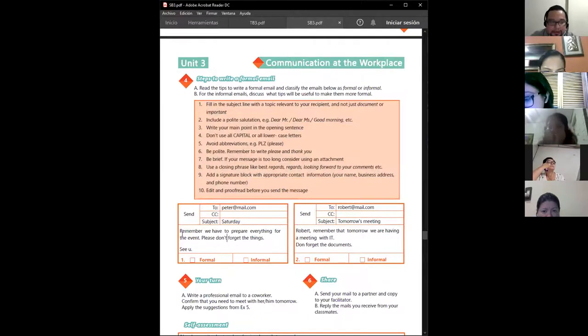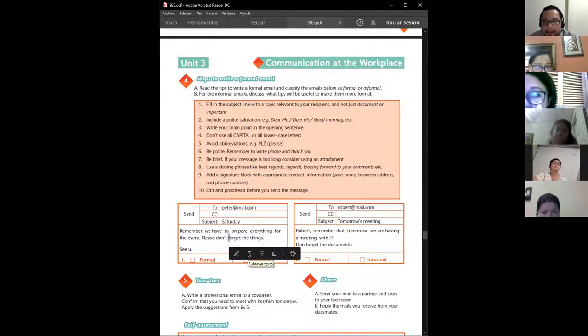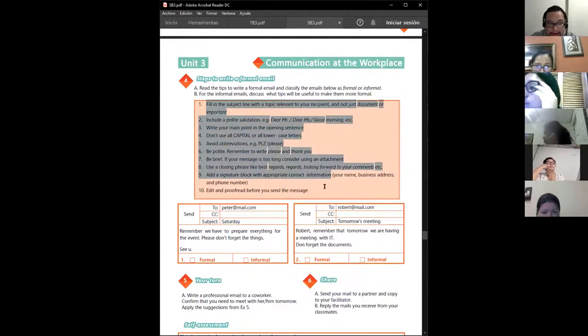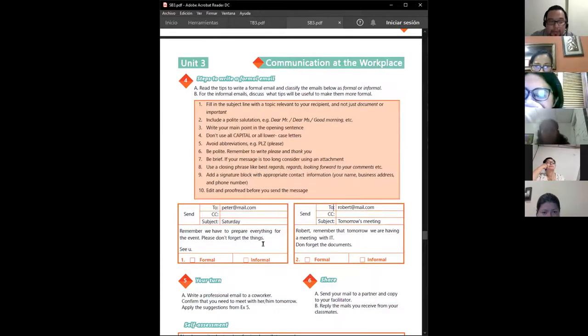Right? Entonces, si yo pongo acá, subject, Saturday. Remember, we have to prepare everything for the event. Please don't forget things. See you. Entonces, ¿es un correo formal o informal? Informal. Es informal, right? Entonces, basado en los tips que acaban de leer, que van a leer en este caso, ¿cómo lo harían ver más formal el email? Y va a pasar lo mismo con este. Van, o sea, después de leer, van a ir a estos emails que están acá.